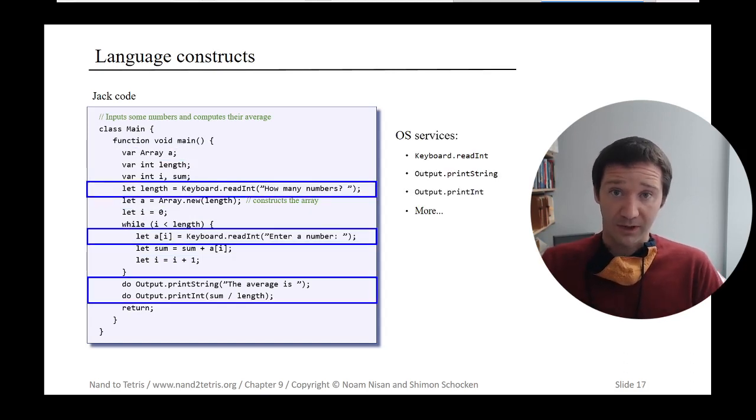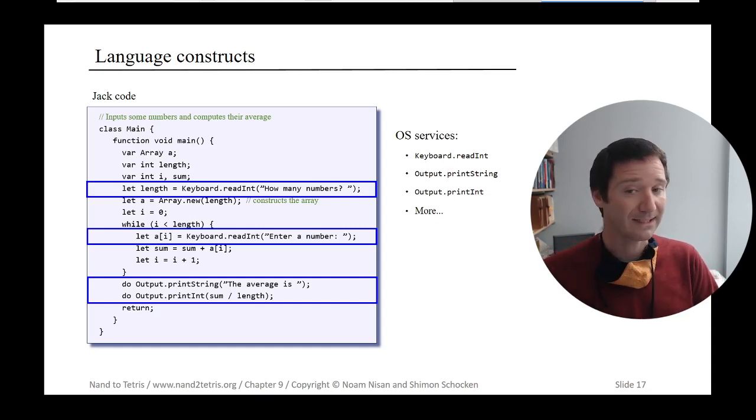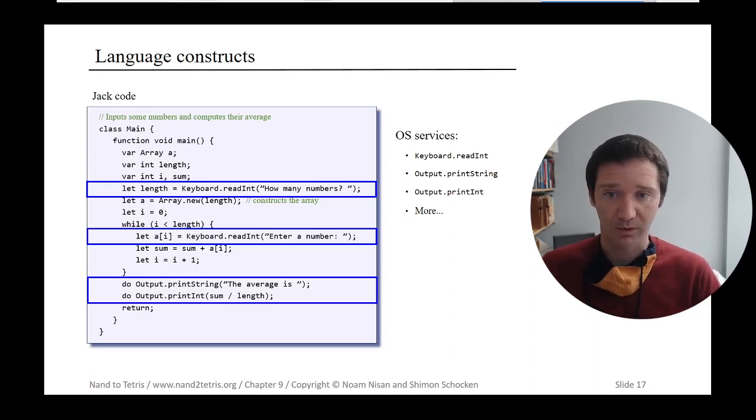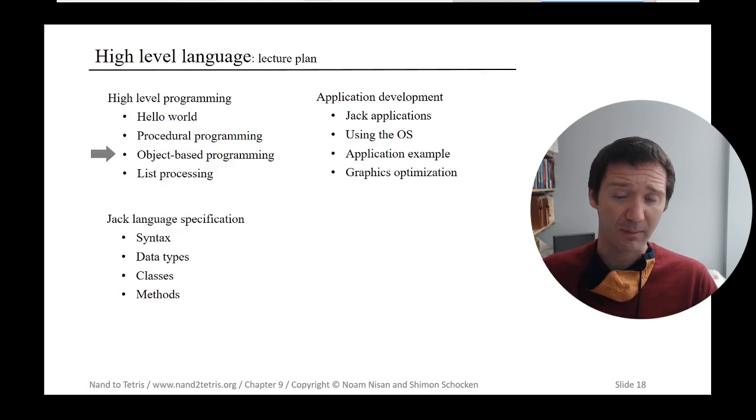The OS is also providing other services I mentioned. We can read an integer from the keyboard. We can print a string to the output. We can print an integer, depending on what we want to do. For example, of using this code. All right, I'm going to stop it there, and we'll jump into object-based programming in the next video.